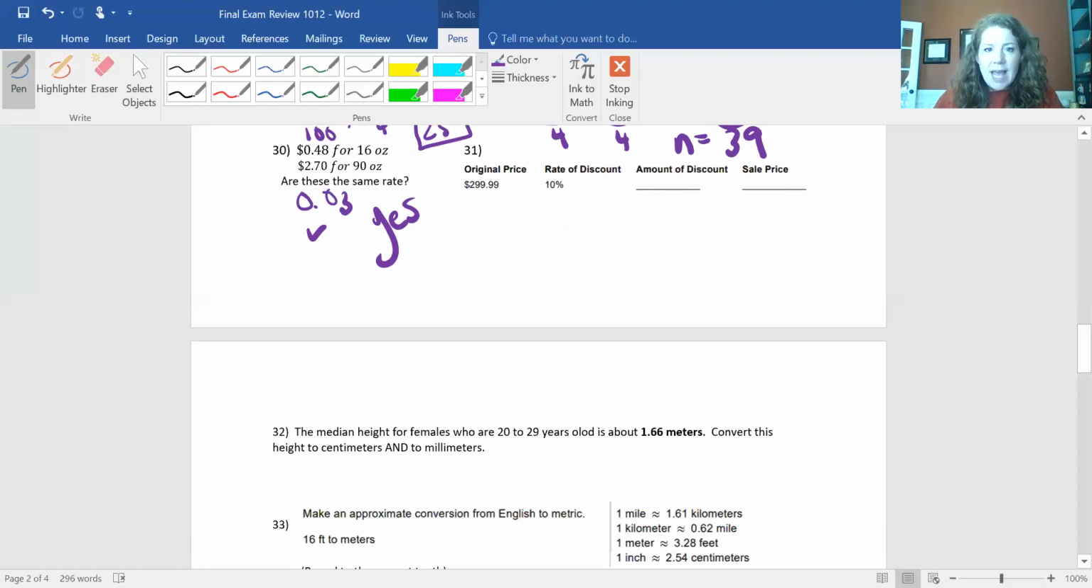Number 31, we have an original price and it has a discount of 10% off. So if you take 10% off of anything, what percent is left? The answer is 90%. So I want to know what is 90% of 299.99. So I'm going to multiply by 0.90. So 299.99, whoops, that should be a 9, times 0.90 is $269.99.